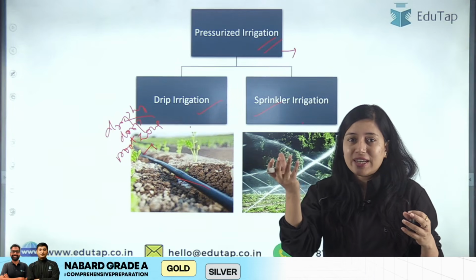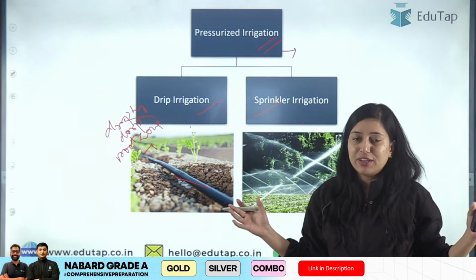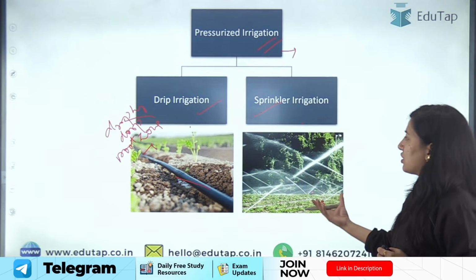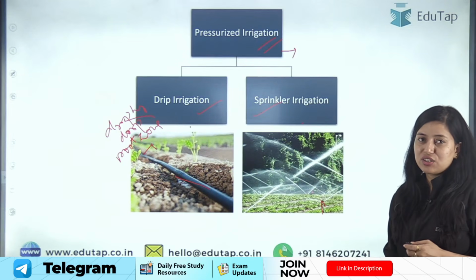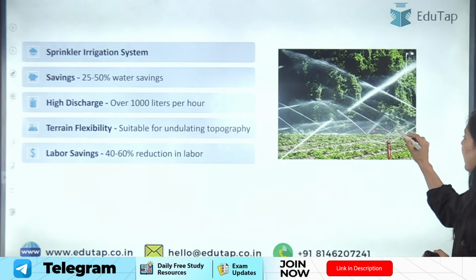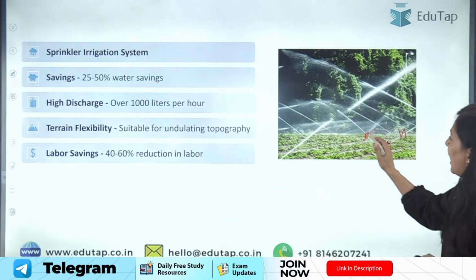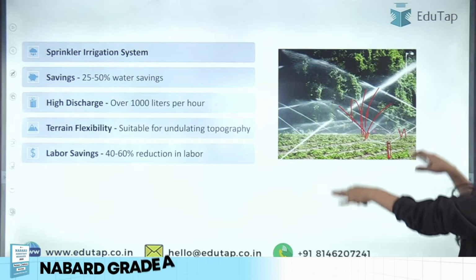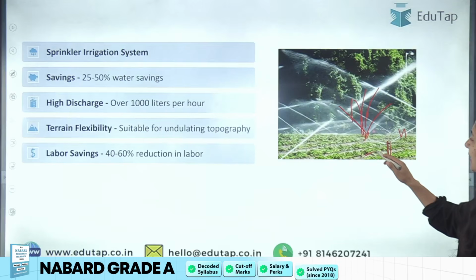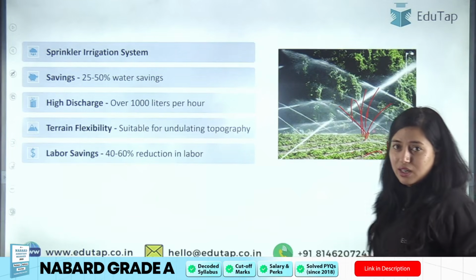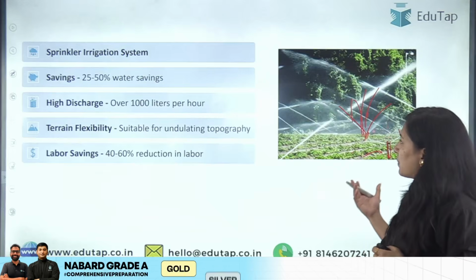Okay, through sprinklers, water is sprinkled everywhere around and it resembles rainfall. If this type of irrigation is done, that is your sprinkler irrigation system. Now students, you can see in this picture there are sprinklers installed at multiple locations, and these sprinklers are sprinkling the water over the crop surface. We are not irrigating the land directly here, rather we are irrigating over the crop, right? So this is your sprinkler irrigation system.